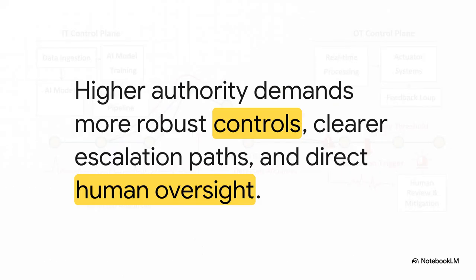And here's the big insight. As a system's authority goes up, its connection to that control plane at the top has to get tighter and stronger. More authority absolutely demands more robust controls, crystal clear escalation paths, and direct human oversight, period.